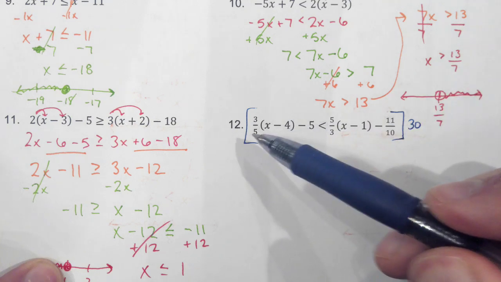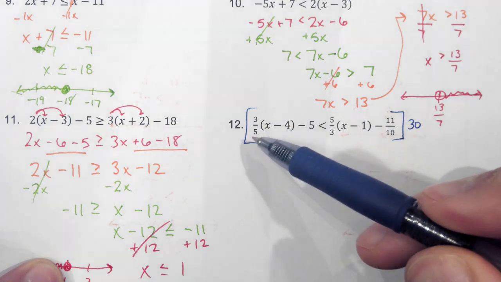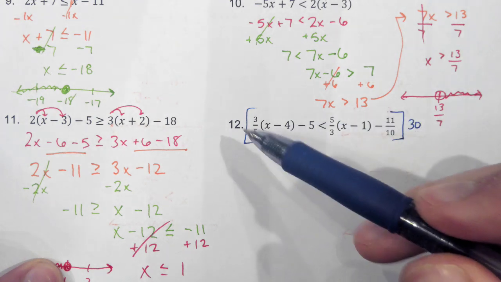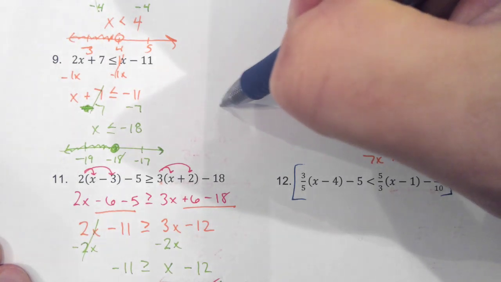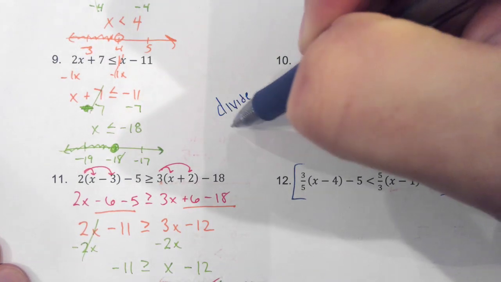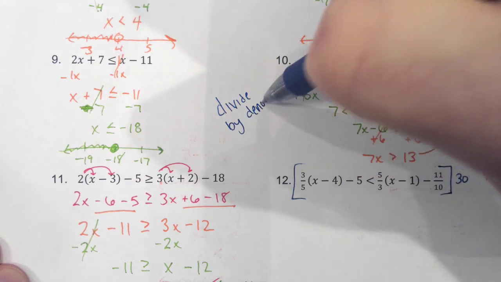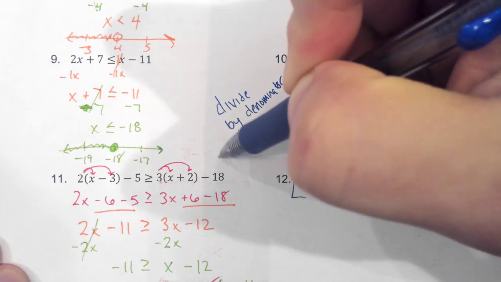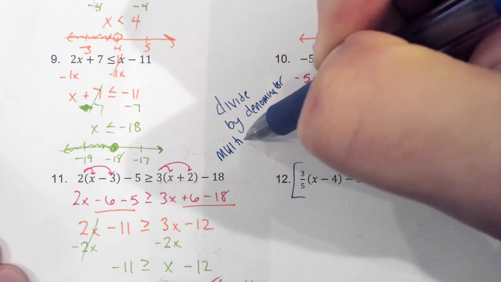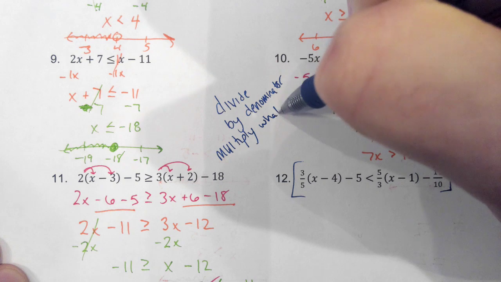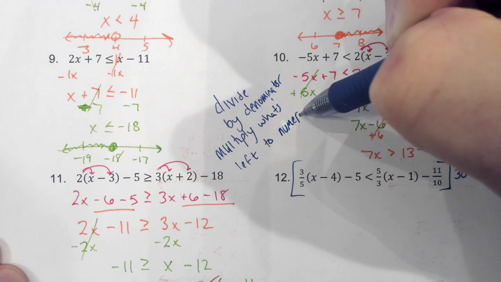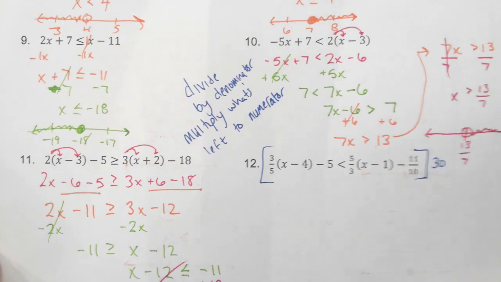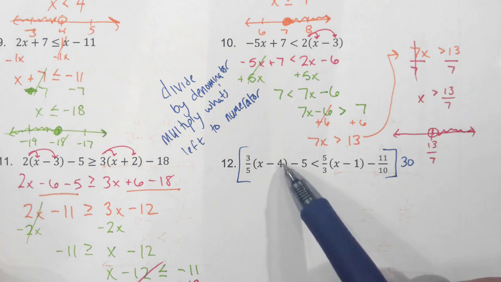Do you remember how to multiply a fraction and a whole number? Remember, you divide by the denominator, multiply what's left to the numerator. If you need to write that down, we can. We'll put it right up here. Divide by denominator. Multiply what's left to the numerator. Okay. And then also remember, things in parentheses are safe. So if it's in the parentheses, you don't do it twice.